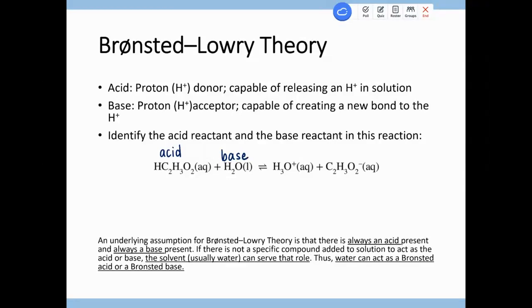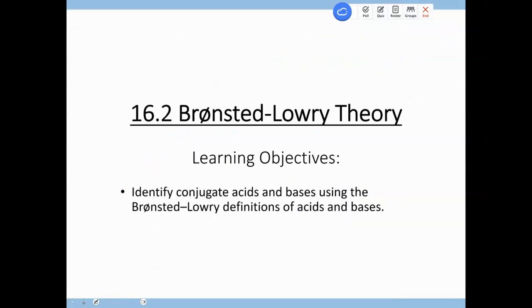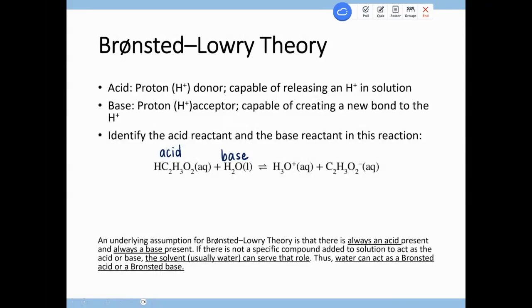Now you might notice that in this reaction, water is the base. In this reaction from Friday, water was the acid. It gave away a hydrogen. So water acted as the acid in the solution. Water can act as both an acid or a base. So if something is added to solution, it depends on if that molecule that's added to water is more acidic or less acidic than water. And that will tell you water can act as an acid or a base to complement the molecule that's added.